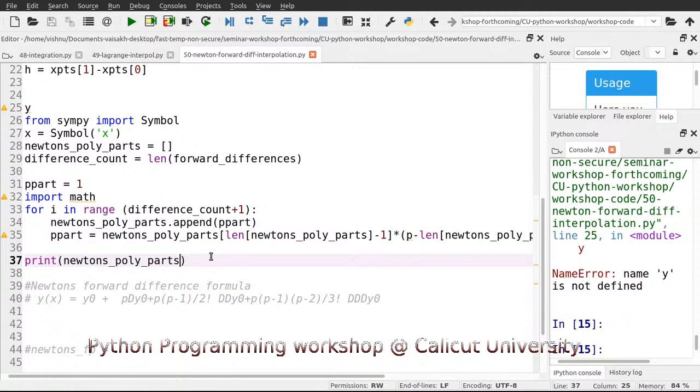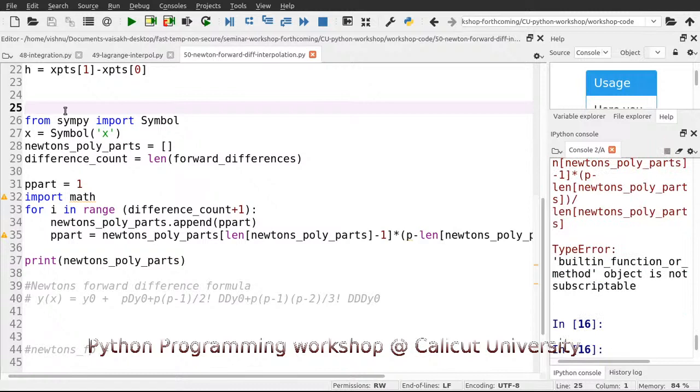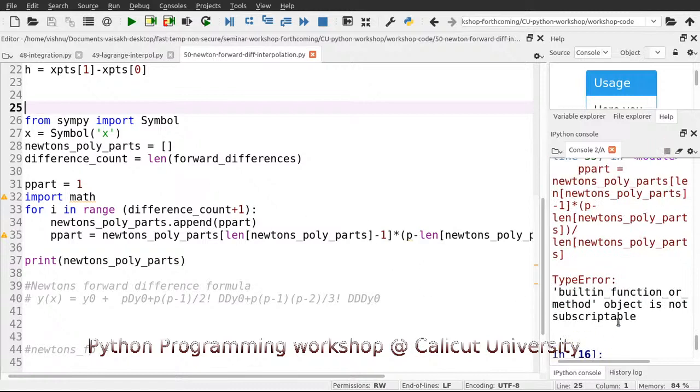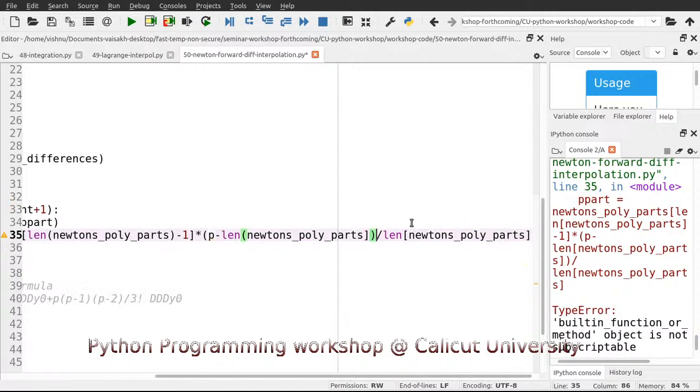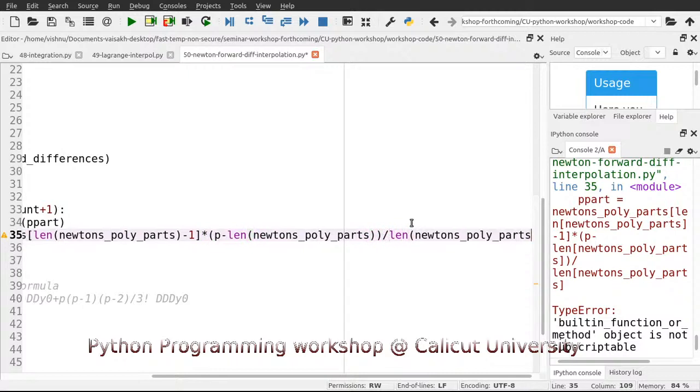Y is not defined. Where is Y? Ah, here. Sorry. Built-in, it's not subscriptable. Which is not subscriptable? P minus length of Newton poly part. Length of Newton's poly parts. Oh, length is in ordinary brackets. Sorry. Here also length is in ordinary brackets.